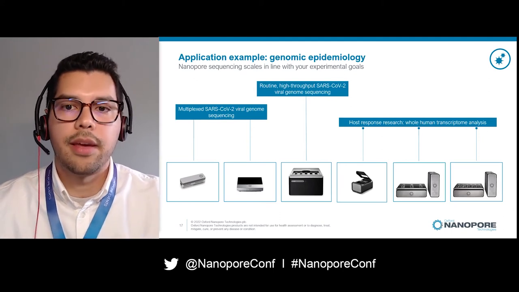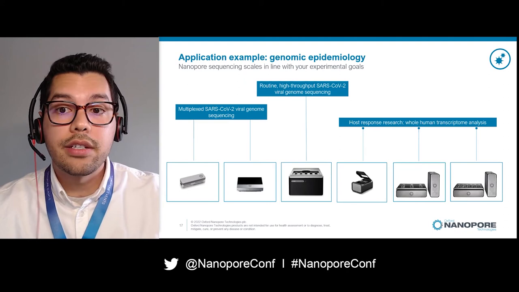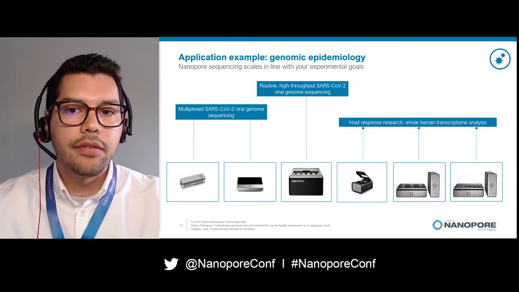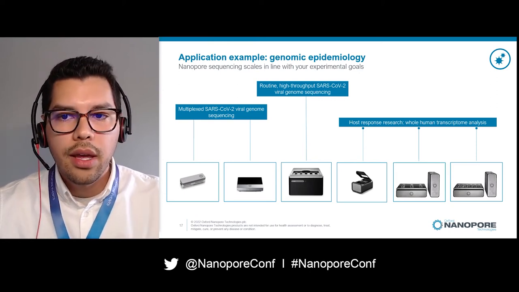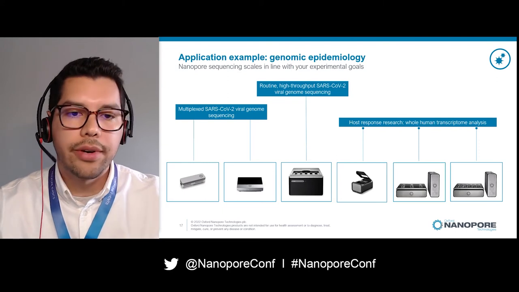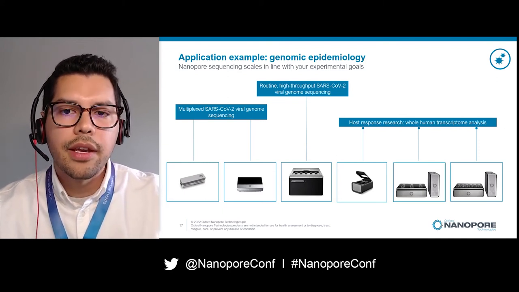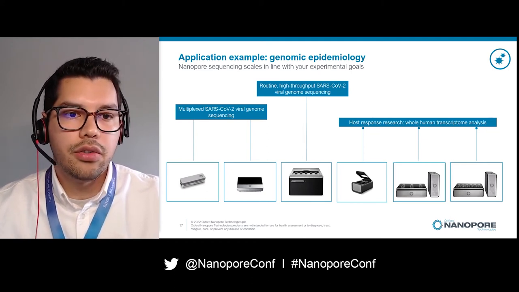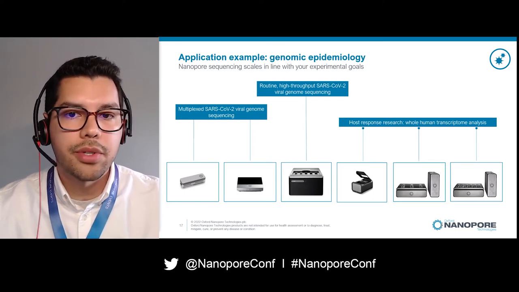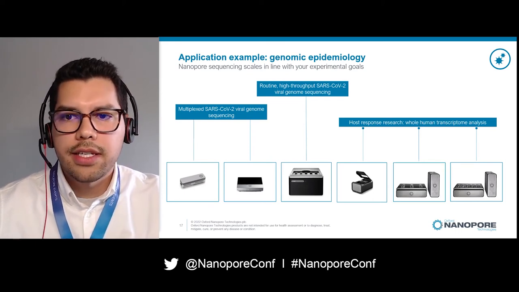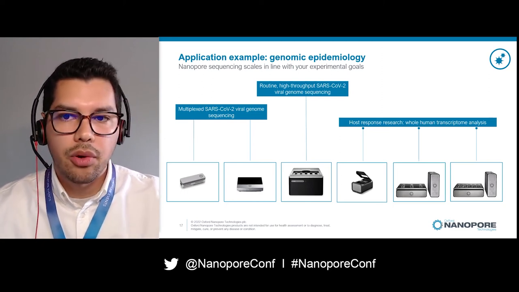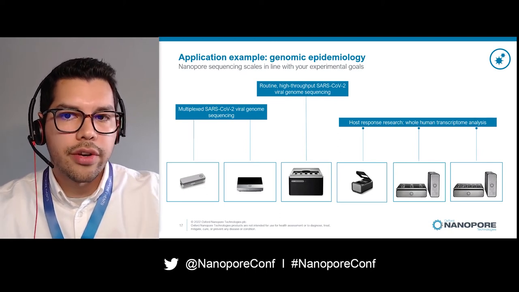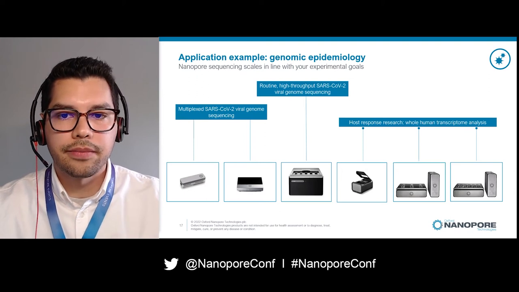In the genomic epidemiology space, the MinION devices are great options for rapid SARS-CoV-2 viral genome sequencing in the field or in a point of care setting with plenty of room for multiplexing samples to bring down that cost per sample. If you plan to sequence SARS-CoV-2 routinely and at scale, the GridION is being used to great success for this by groups all over the world. And for taking this a step further, if you're interested in, as an example, host response research, the PromethION options can give you whole human transcriptome analysis and make that really routine for you.